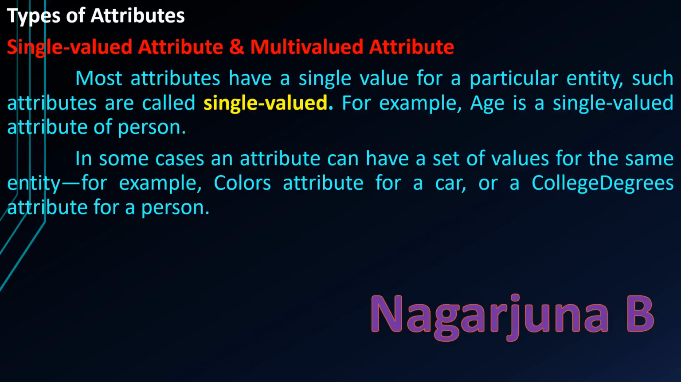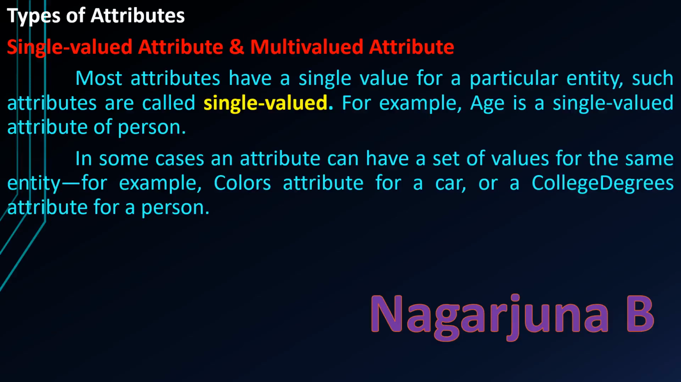Example, age. If anyone asks the age, you will say 16, 18, 19, 20, 21, 24 like that, and you will never say 18 and 19, 19 and 20. That means it will not consist of two values, it will consist of only one value. So an attribute which has only one value is called a single valued attribute. A similar example might be register number. Each student will have only one register number. So it is a single valued attribute.